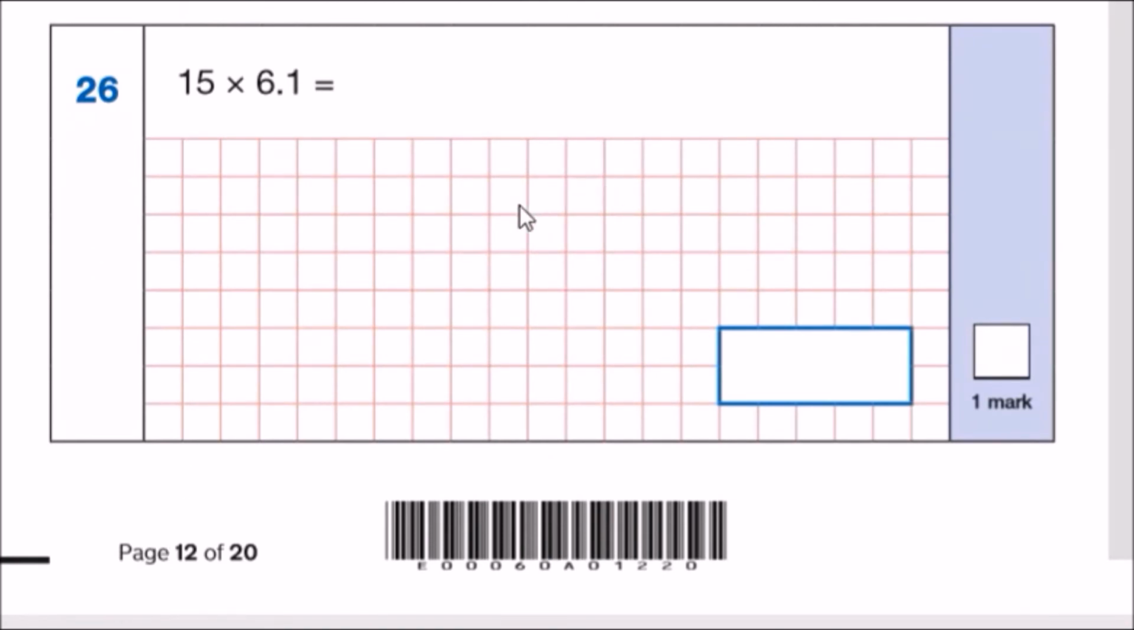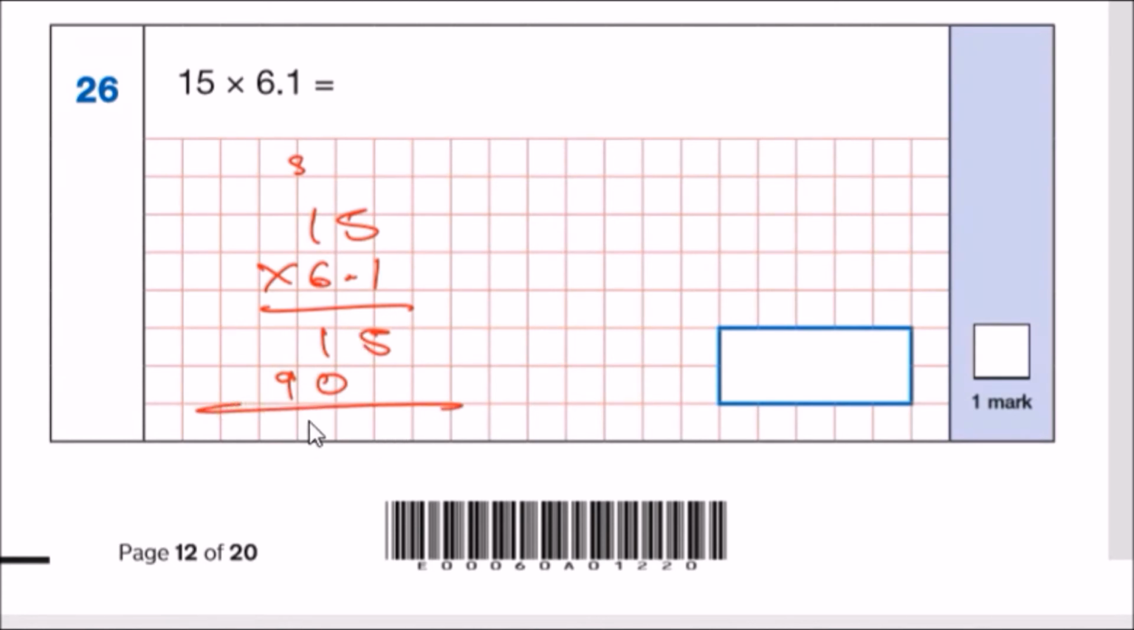Okay. 15 times 6.1. So 2 ways. You could do long multiplication, which I think might be easier. So let's just do it actually. 15 times 6.1. You treat this like normal, so ignore the decimal here. 1 times 5 is 5, 1 times 1 is 1. Then move it across. 6 times 5 is 30, carry the 3. 6 times 1 is 6, plus 3 is 9.